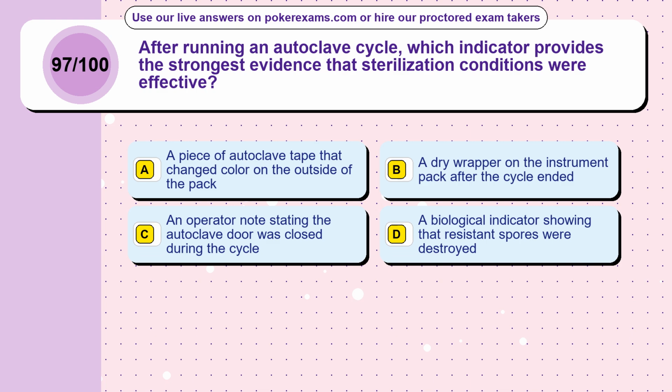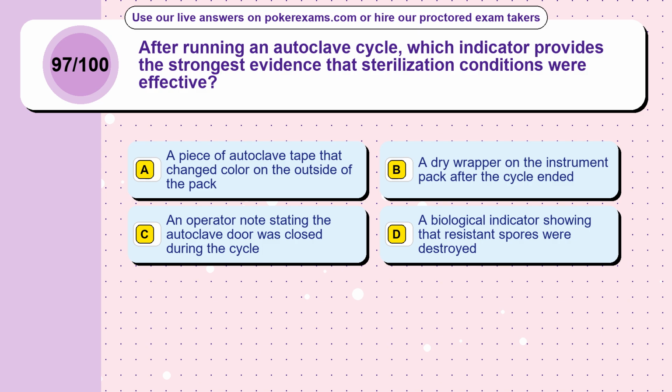Question 97. After running an autoclave cycle, which indicator provides the strongest evidence that sterilization conditions were effective? Option A. A piece of autoclave tape that changed color on the outside of the pack. Option B. A dry wrapper on the instrument pack after the cycle ended.